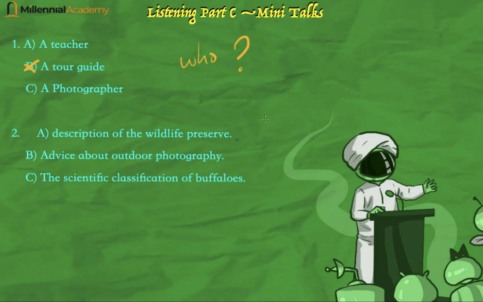Ya, kemudian pertanyaan kedua adalah apa kira-kira topik, ya? Dia katakan what. Kira-kira apa topik yang akan dibicarakan dari si pembicara tersebut. Nah, dari itu tadi kita bisa dengar tidak mungkin B, bukan tentang advice about outdoor photography. Dia cuma bilang siapkan kameranya kalau ada, karena akan banyak objek yang bagus untuk diambil gambarnya, ya. Kemudian the scientific classification of buffaloes, I think it's going to be very specific if this one is the answer. So the answer is going to be B, ya, description of the wildlife preserve. Jadi dia akan bicara tentang kira-kira gambaran melestarikan hidup di alam liar, ya. Kalau tadi C, it's too specific.